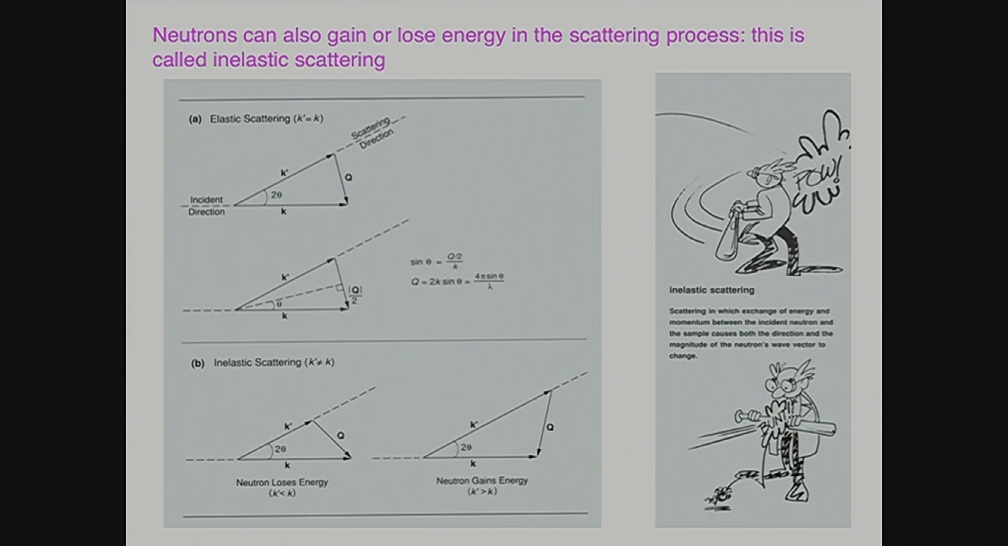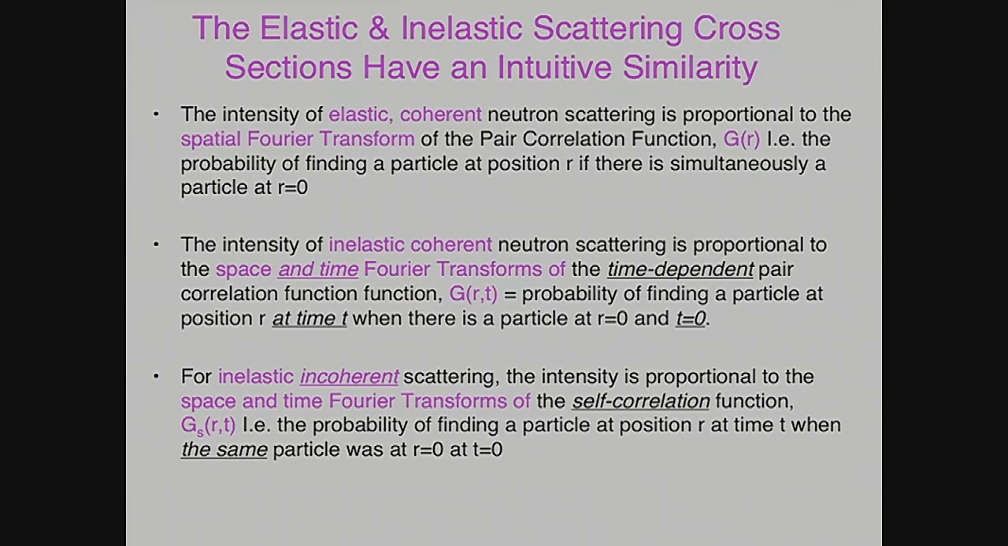Here you can see that the neutron has gained energy because it's been kicked up in energy by a phonon. So what you've got to do if you want to make these measurements is measure what the incident and the scattered wave vectors are, as well as the intensity of the scattering. What you'll get out of this is very similar to what you get out of the elastic scattering. The expressions are quite complicated, and I'll show you a couple of them in a minute, but I want to tell you in words what you actually measure.